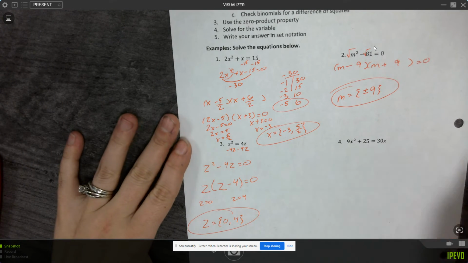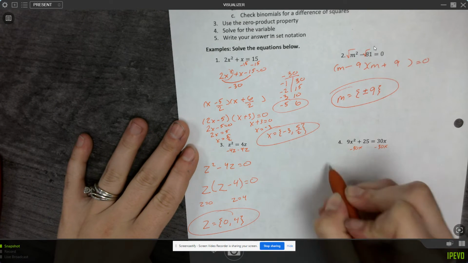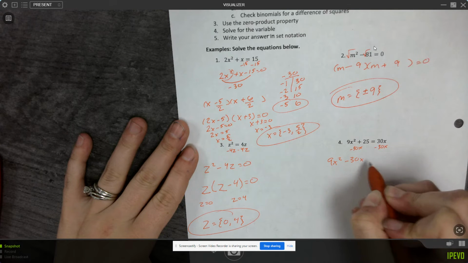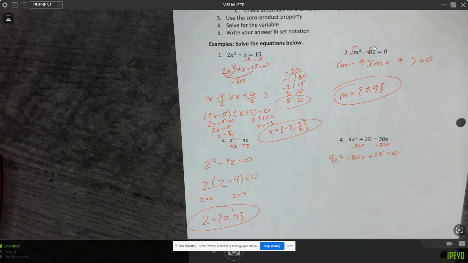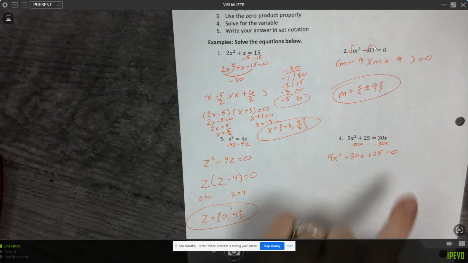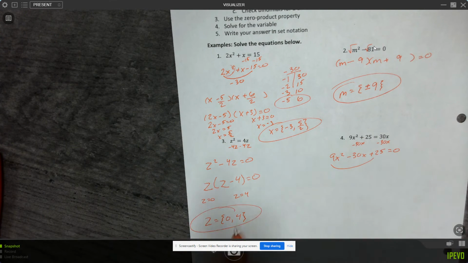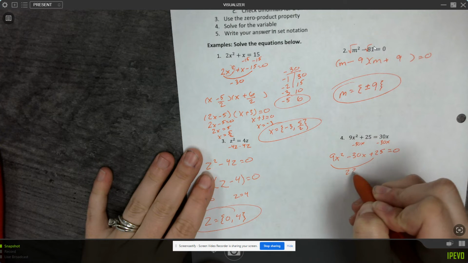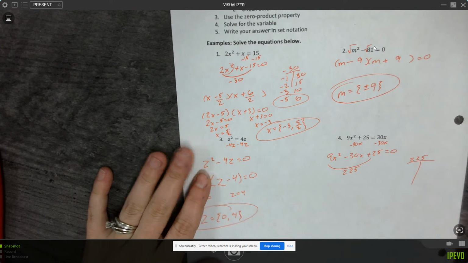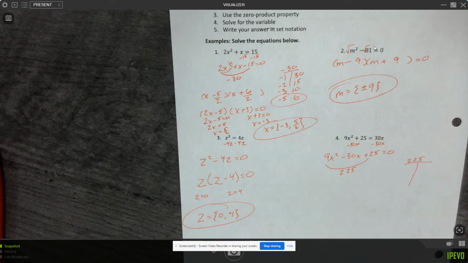And your last one, it's not set equal to 0, so I need to subtract 30x. And I need to squeeze it in the middle, because I need 9x squared minus 30x plus 25 equals 0. It has to be in that order. It has to be x squared, x, constant, equals 0. GCF, no. Is it a trinomial? Yes. So I'm going to multiply 9 times 25 is 225. I need that to add up to be a negative 30, but I need to multiply to be a positive. So I'm going to need 2 negatives.